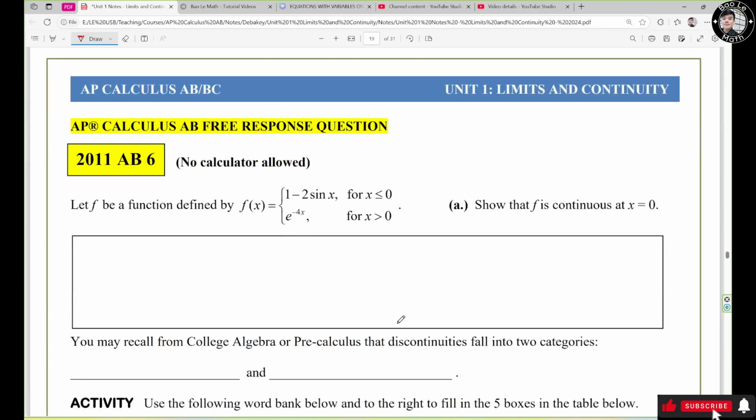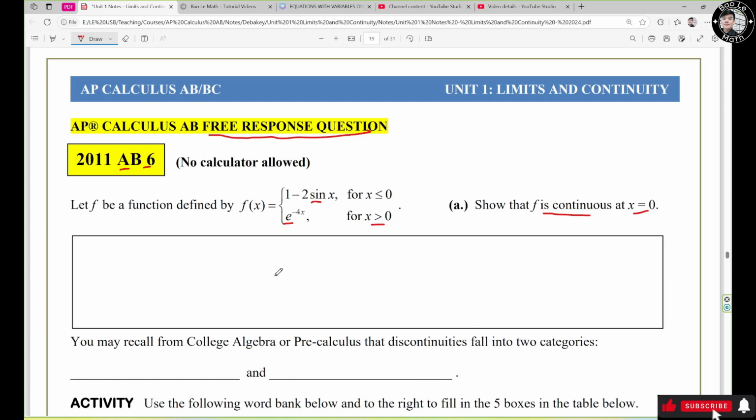Now let's take a look at the first example right here. This is a free response question from the 2011 AP Calculus AB, question number 6. Let f be a function defined by f of s equals 1 minus 2 sin s for s less than or equal to 0, and e to the negative 4s for s greater than 0. Question A: Show that f is continuous at s equals 0.